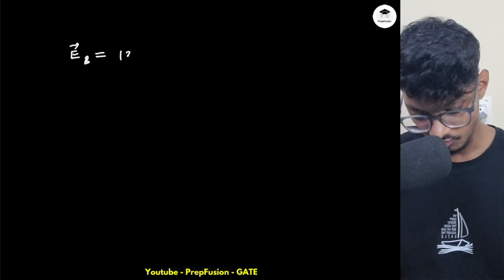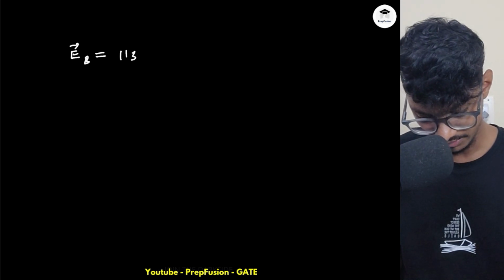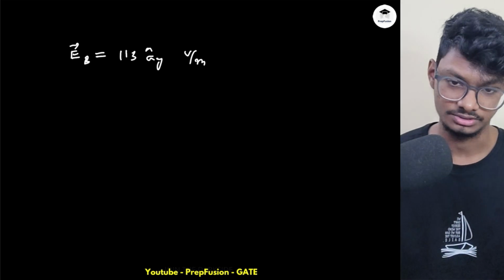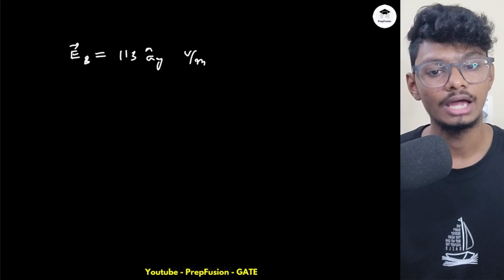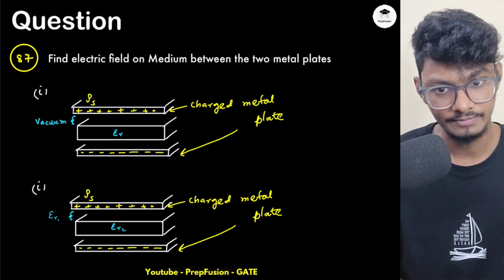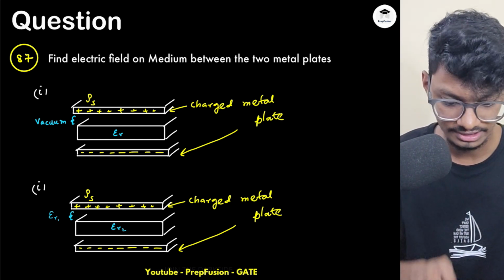So my electric field at the point B is not half of this, it is actually 113. Many students will make this mistake of writing the half expression. That is not the case, because this is not an infinite sheet. To explain that concept, I am giving you this as homework. Try this question, and in the next lecture I will solve it.